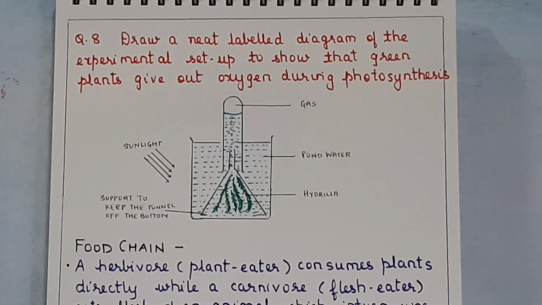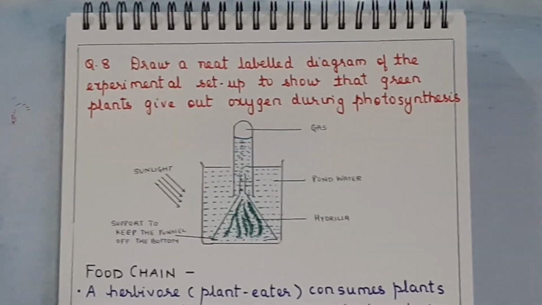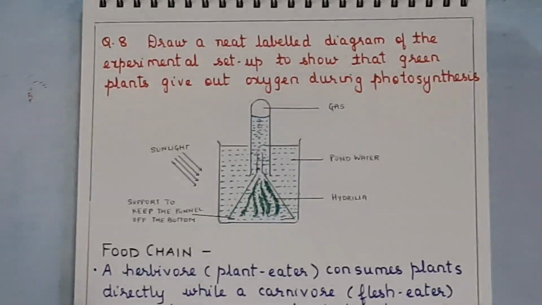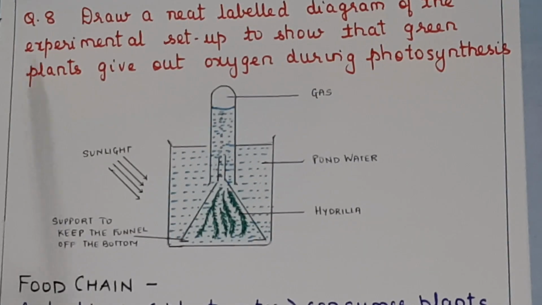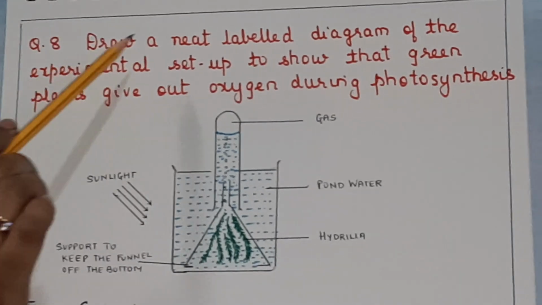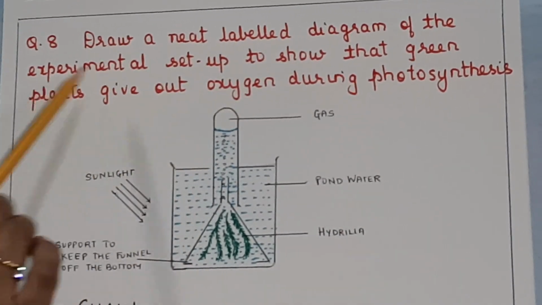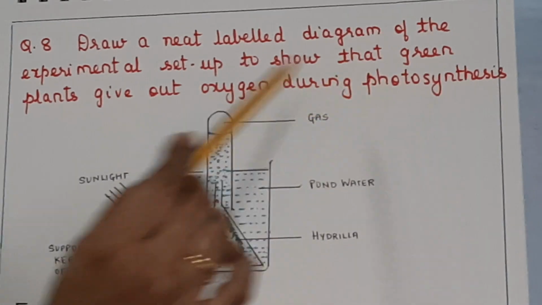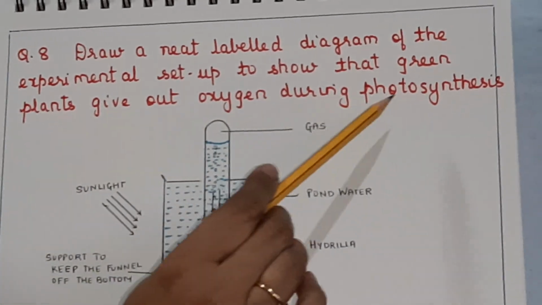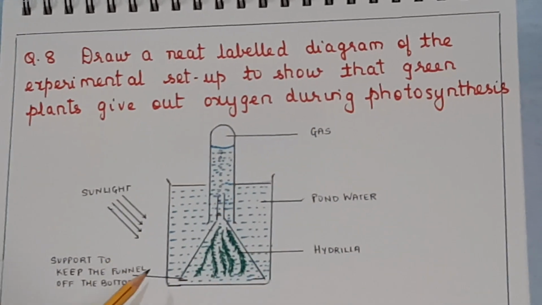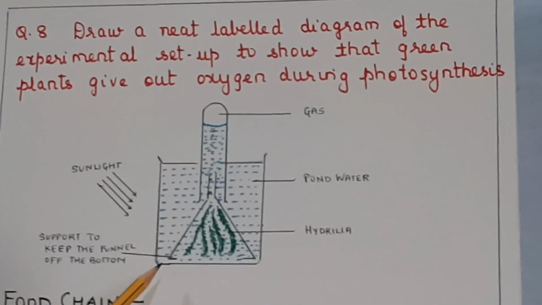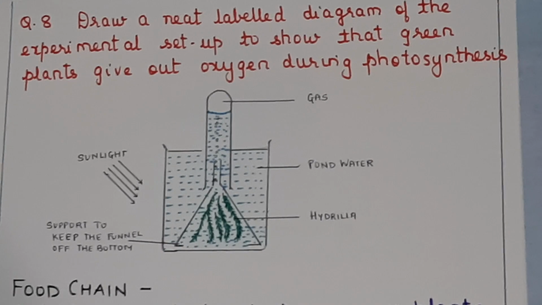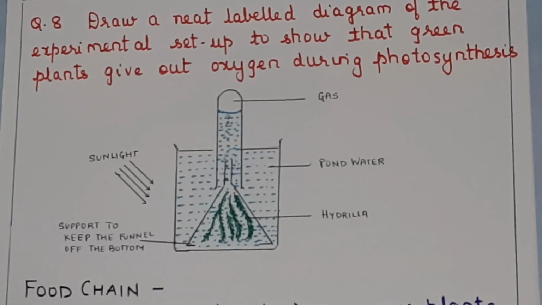Now this next experiment is to show that oxygen is given out during the process of photosynthesis. Okay, now this particular diagram, generally they ask you to draw the diagram, that's why the question has been framed in that manner. Draw a neat labelled diagram of the experimental setup to show that green plants give out oxygen during photosynthesis. So the diagram can be asked to be drawn, or the diagram can also be given and questions based on it also can be asked. Okay, so now just understand the setup first.